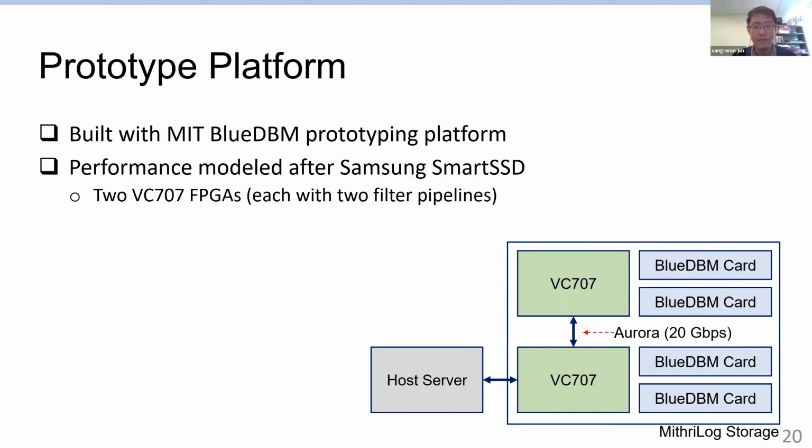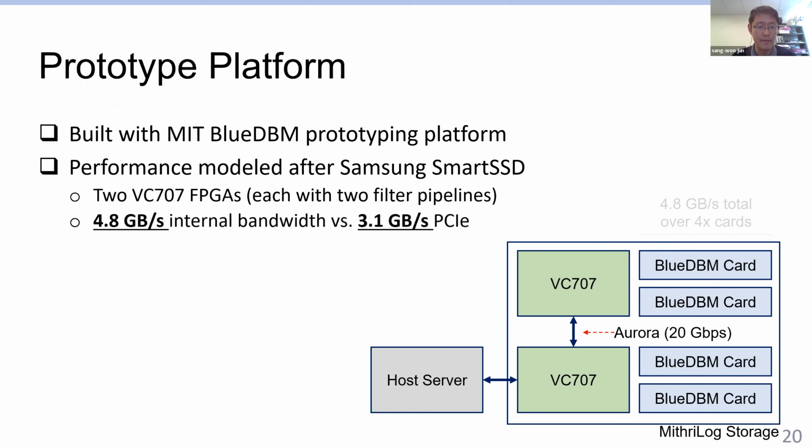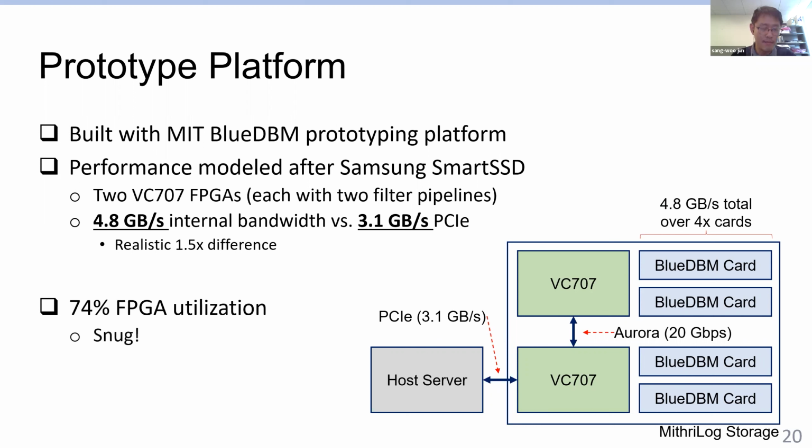We have 2 VC707 FPGAs, each with 2 filter pipelines, because the capacity of the SmartSSD FPGA, the UltraScale Kintex, is about roughly twice the size of the VC707. The internal storage of the storage devices, the flash chips themselves, added up to about 4.8 gigabytes per second compared to the 3.1 gigabytes per second bandwidth over PCIe, which is a realistic 1.5x difference between the internal and the external bandwidths. And with 4 pipelines, we were able to get something like a 74% FPGA utilization, which is a pretty snug fit. It would be difficult to fit much larger designs on this FPGA. And the whole design was synthesized at 200 megahertz.